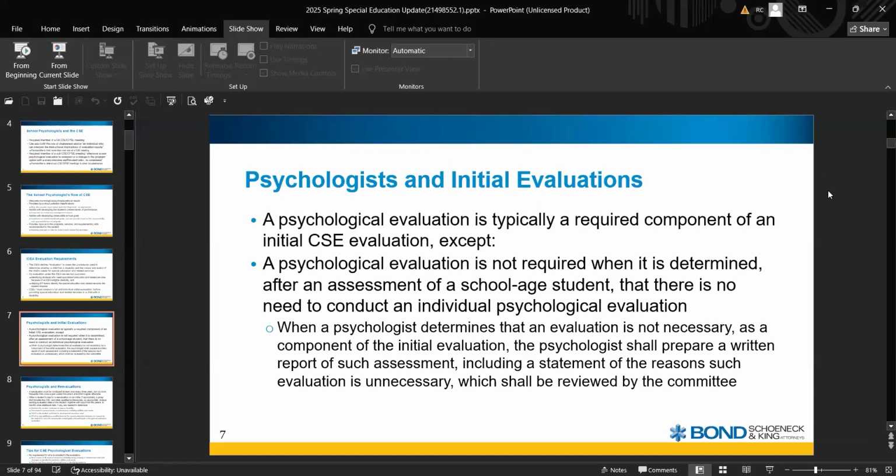It is legally permissible, but I think it's a really bad idea. I think that the psychological evaluation is a crucial part of that initial evaluation. And so even though it's permissible, I don't recommend it.